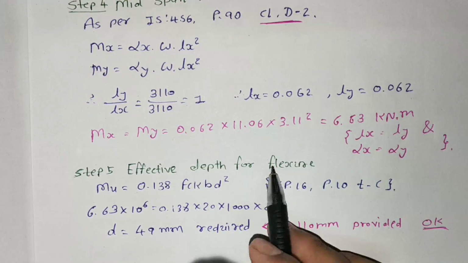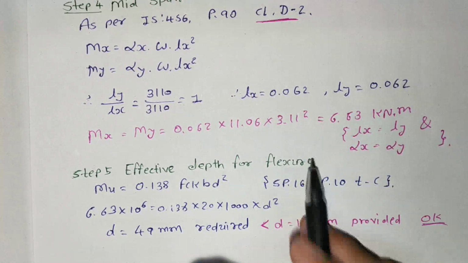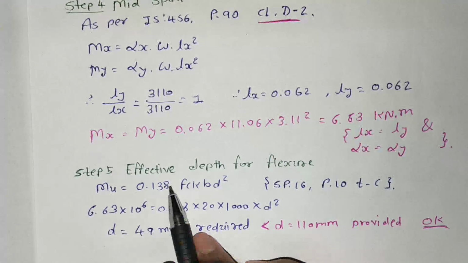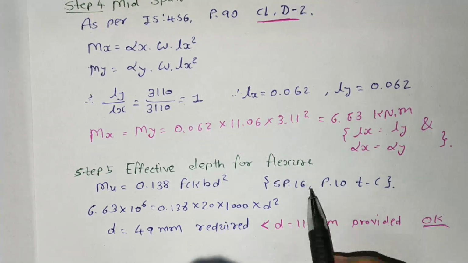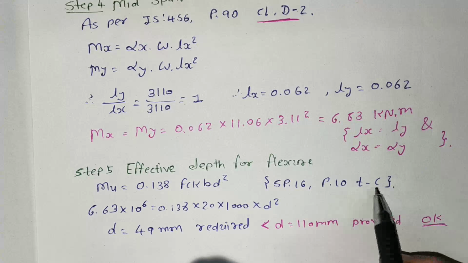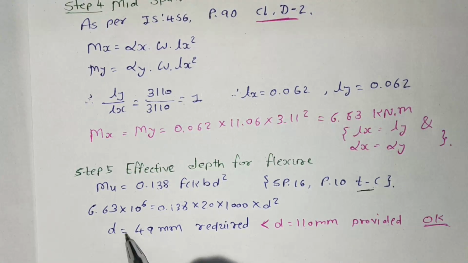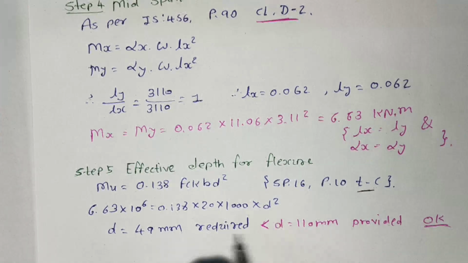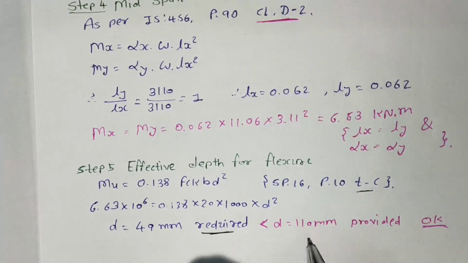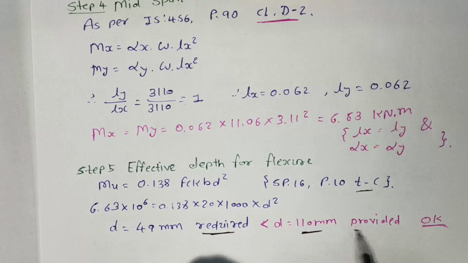Step 5, check effective depth through the flexure. This is the equation Mu equals 0.138 fck bd square. You can easily find out from SP16 page number 10, Table C. If you put in the values, you get the depth equal to 49 mm. This is the required depth, and you provide 110 mm.